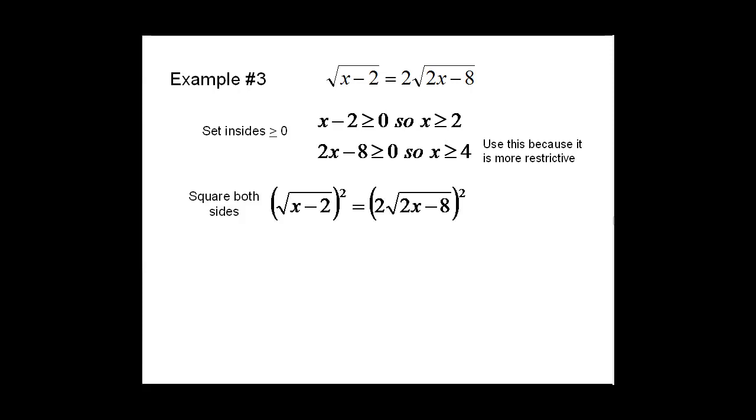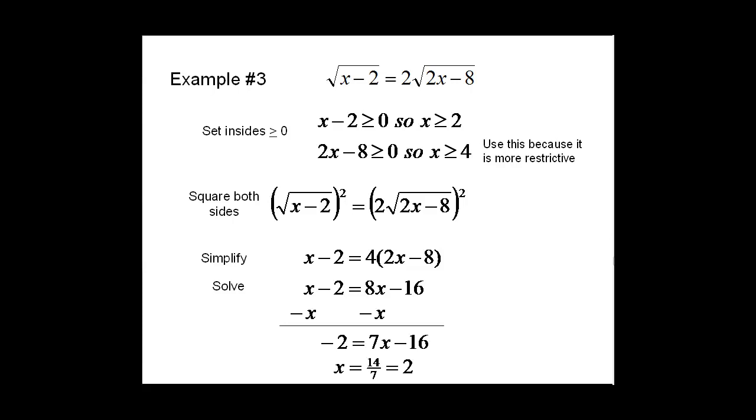Okay, now we square both sides. If you square this side, you get x minus 2. And if you square this side, you get 4 times 2x minus 8. Because the radicals just disappear, make sure you take the 2 and square it to get 4. Okay, that gives you x minus 2 equals 8x minus 16. Subtract x. Okay, add 16, you get 14 divided by 7, x is 2.